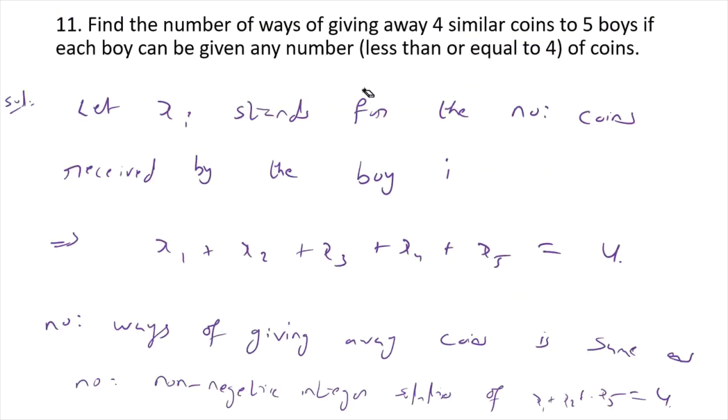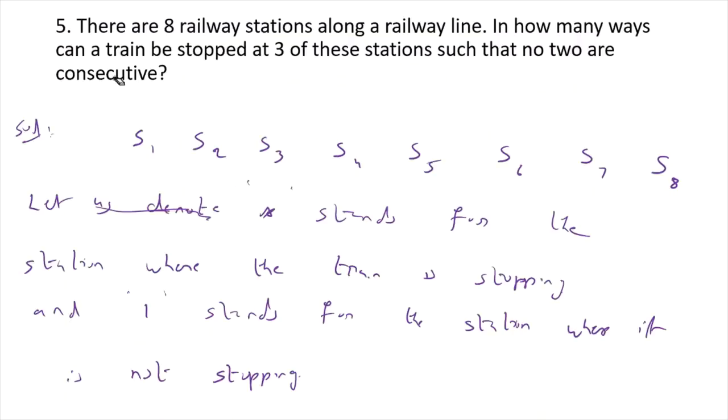The number of ways of giving away 4 similar coins to 5 distinct boys, and the number of ways a train can stop at exactly 3 of the 8 stations such that no 2 stops are consecutive.